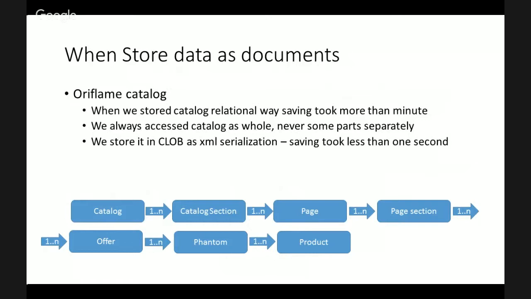And there, the structure was much, much simpler than ours, because for editing we need a more complex structure. So we store it as a document in top column, and the performance was great. We didn't need a complex structure in our database at all. That is the point of this example.